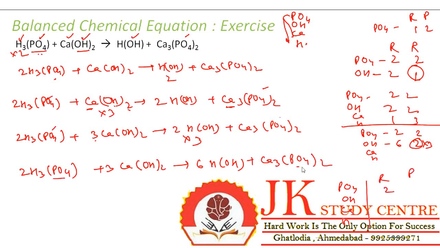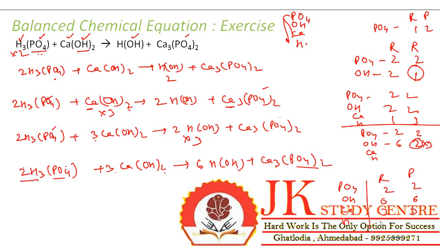So we have PO4 2 pieces, right? This guy is 2 into 1, this guy is 1 into 2. OH part is 3 into 2, 6. OH part is 6 into 1, 6. Ca part is 3 into 1, 3. Ca part is 1 into 3, 3.